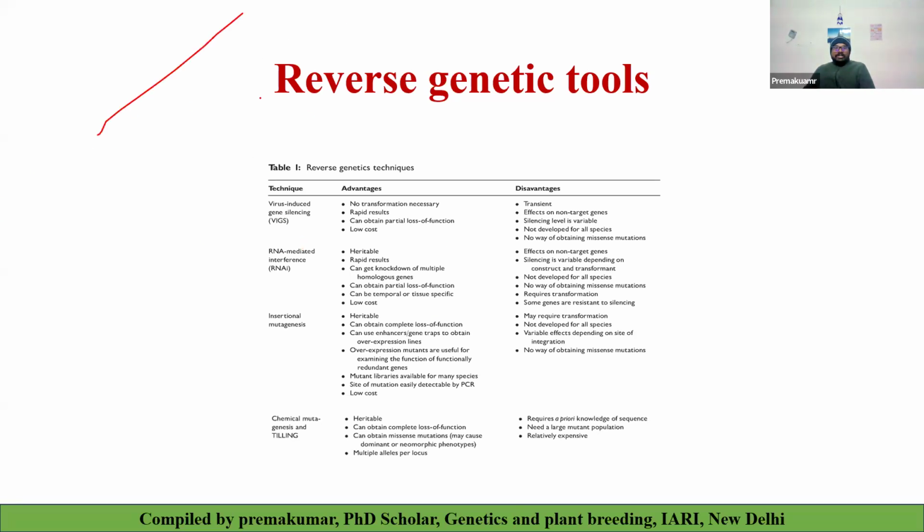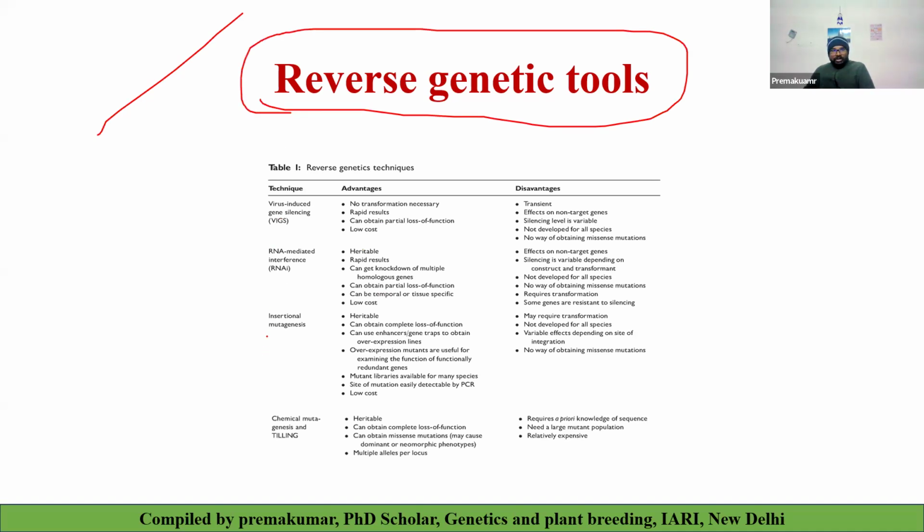Then there are reverse genetic tools. There are several tools that we have already discussed, like RNA interference, CRISPR-Cas9, and insertional mutagenesis. We will discuss this one. What is insertional mutagenesis?